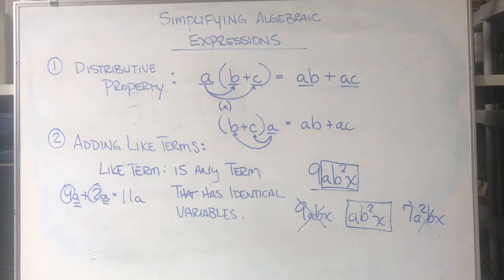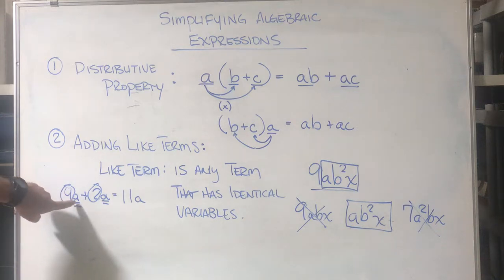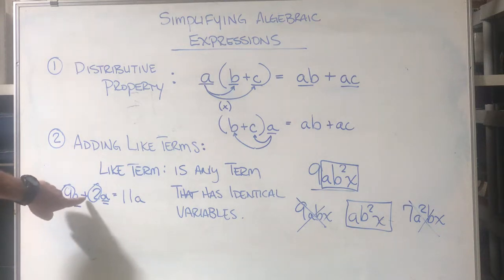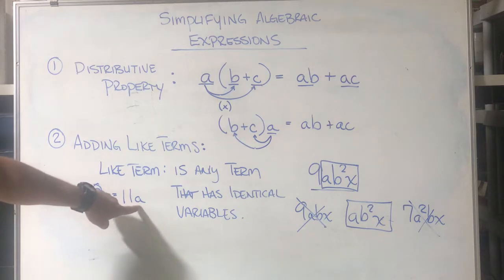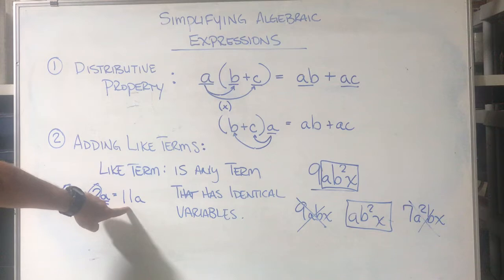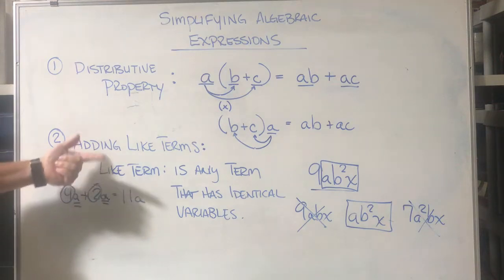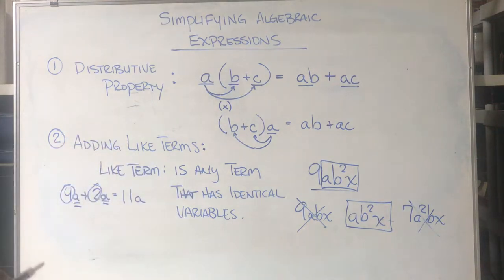Okay? Just think of it, I've got 9 apples, and I'm adding 2 apples. Well, how many apples am I going to have? I'm going to have 11 apples. Okay? That's how we add like terms.